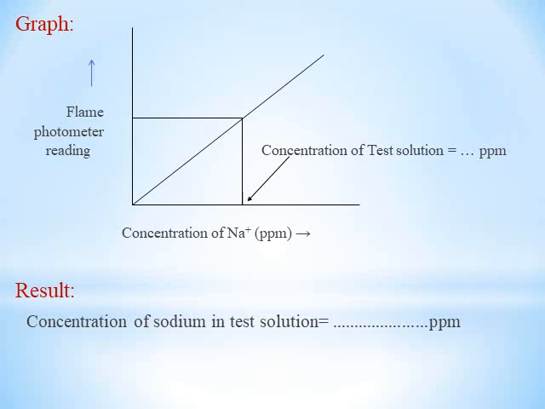So this is the simple way to calculate the concentration of especially sodium and potassium with the help of a flame photometer, which records the emission intensity of the particular element or atom, and that emission intensity is correlated with the concentration of sodium or potassium present in the aspirated solution.